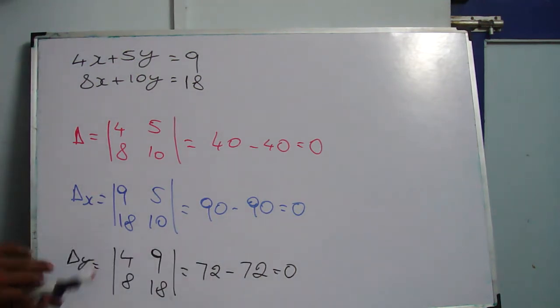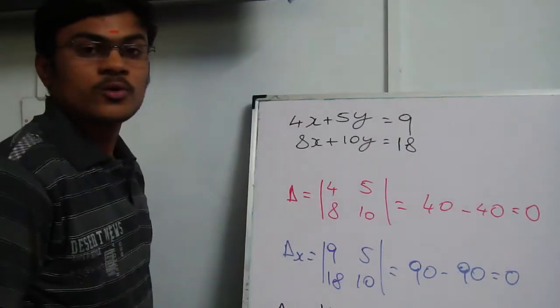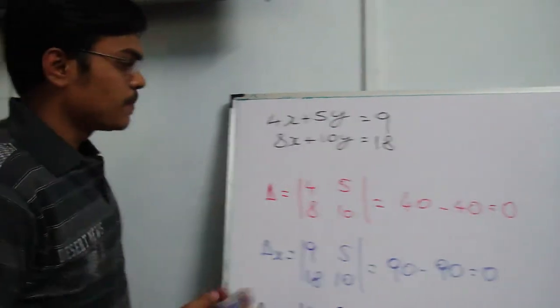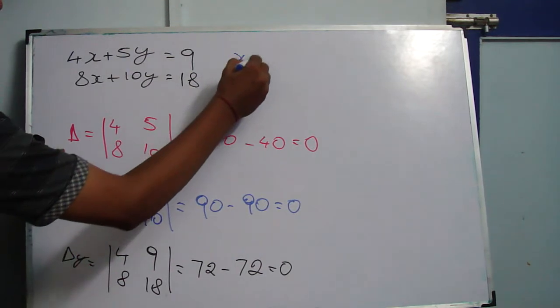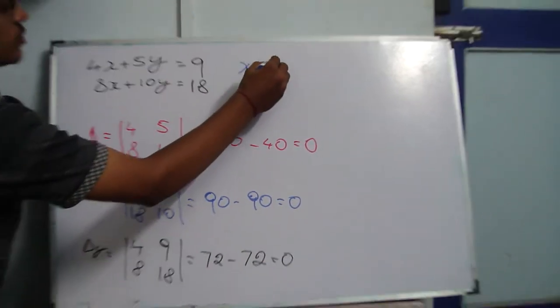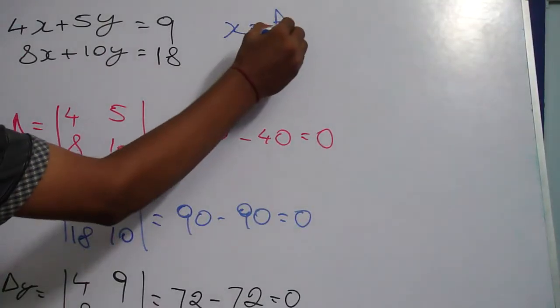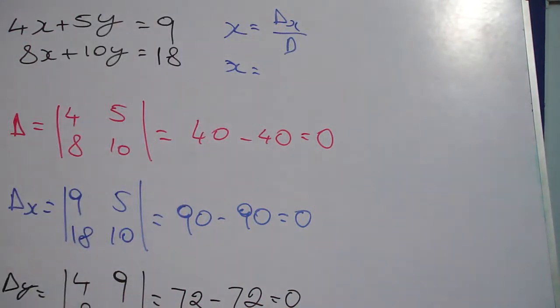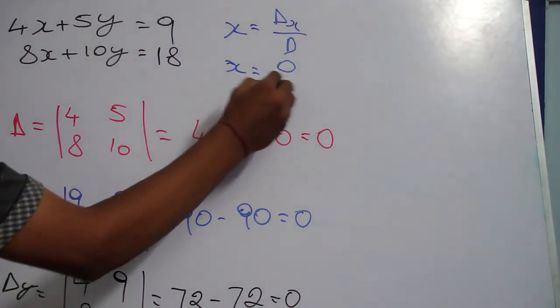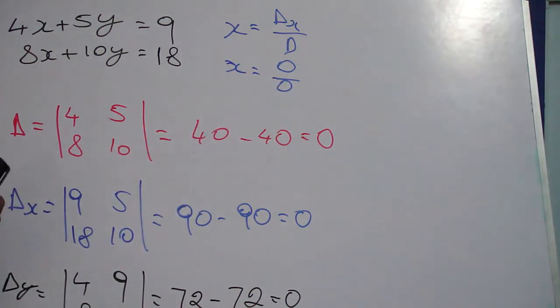Now according to Cramer's rule, we have to find x and y. For x, x is equal to del x by delta. So x is equal to 0 by 0.